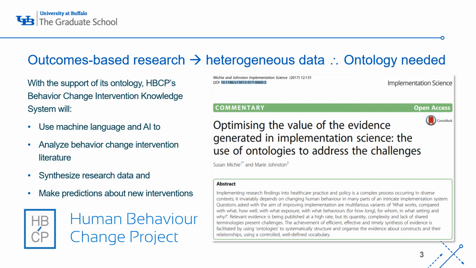One vastly comprehensive outcomes-based research endeavor is the Human Behavior Change Project. It will use machine learning and AI to analyze behavior change intervention literature, synthesize research data, and make predictions about new interventions. As benefits other outcomes-based research projects, the HBCP employs an ontology which it is currently developing. This will provide organizing structure in its behavior change intervention knowledge system.